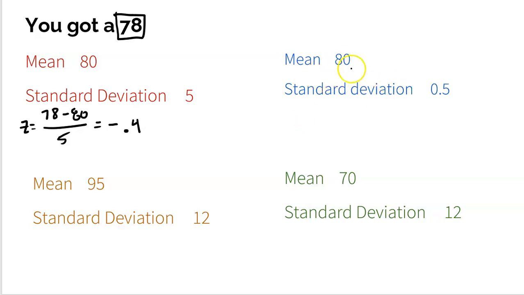Now, what if I had a mean of 80, standard deviation of 0.5? So that's a z-score of, let's see, I'm going to take my 78, subtract the 80, divide by 0.5. Again, grab your calculator, do the 78 minus 80 first, -2, divide by 0.5. And this time I get a z-score of -4. Holy crap, that is extremely unusual. That should never happen. That's unbelievably low.